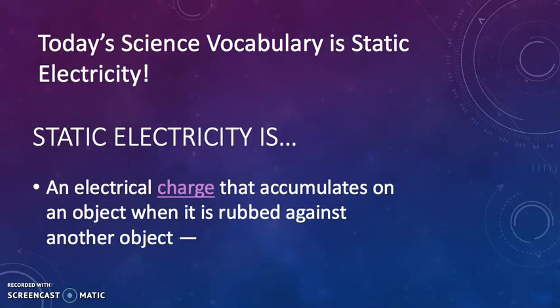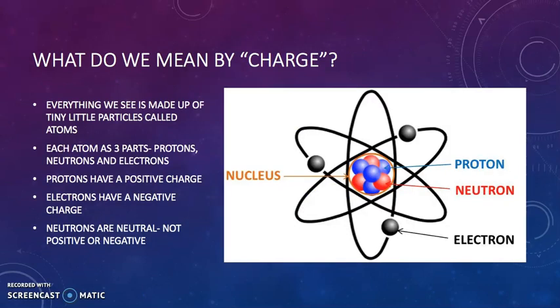Our big science vocabulary for the day is static electricity. Static electricity is an electrical charge that accumulates, that means gathers, on an object when it's rubbed against another object. Something interesting about static electricity is that we can pass it on. That's how you can pass it on to other people, or you pass it to the door. Things gather on you, but then we can transfer that to other places. But why does that happen? Well, to figure that out, we're going to have to go down to the really little level of the atoms.